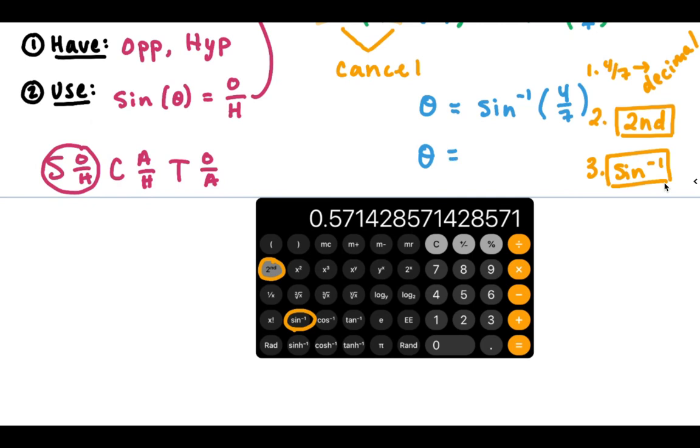But I have 84 and then the next digit is 9, which means I round the 4 up to 5. And this is theta, which is an angle, so our units here are going to be degrees because we're finding an angle. And that's our answer.